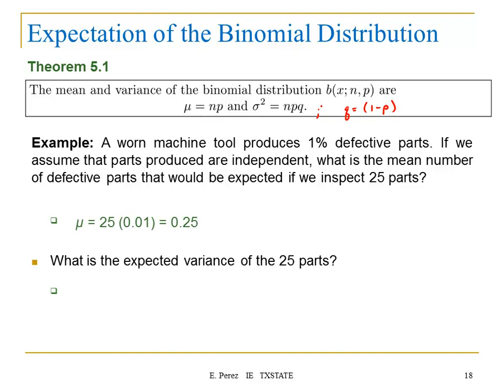Same thing, we have identified this process as a binomial random variable. So we can use the expression for the variance to compute that variance. It's 0.2475.